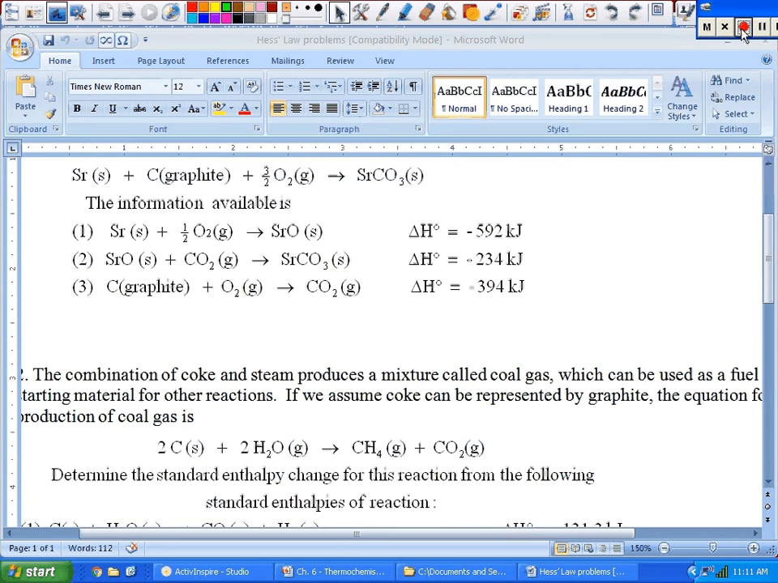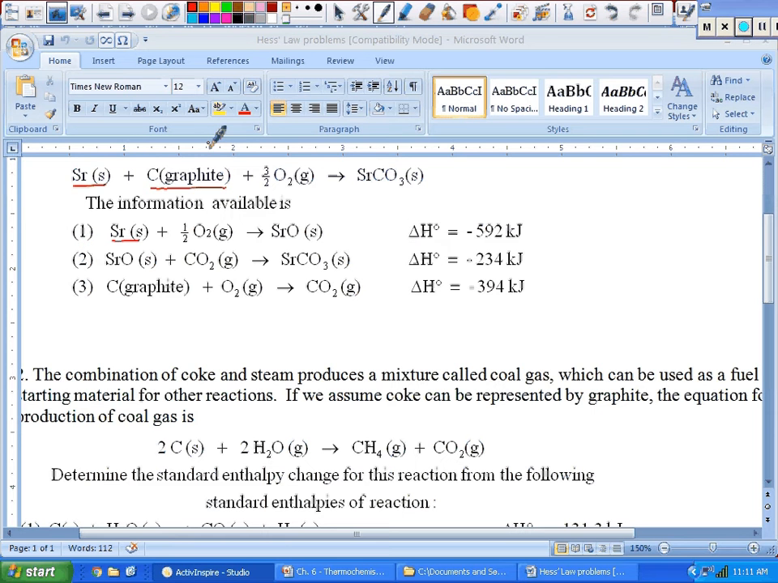All right. So the first thing is, let's look at our reactants. We've got Sr as a reactant. Is Sr a reactant in one of our mechanism steps? Okay. Right there, we're good. All right, we've got graphite as a reactant. Is graphite already a reactant in one of our steps? Yes. It's in step 3.